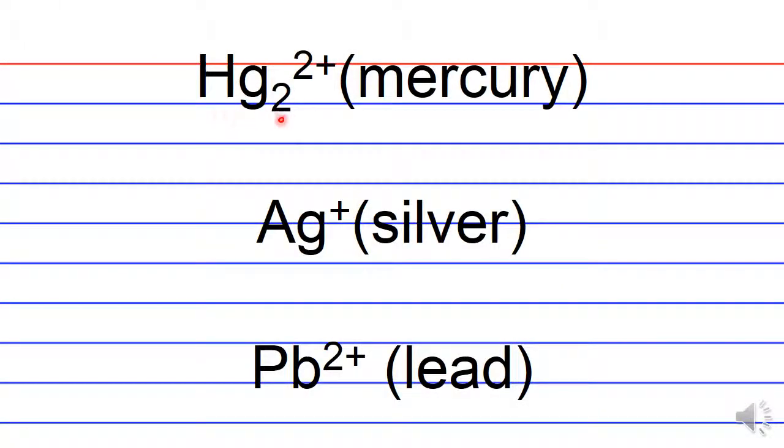So mercury, silver, and lead, okay? And there's an acronym called HAPB. It's in another set of cards, so just go to the series on solubility equilibria because it's related to this passage.